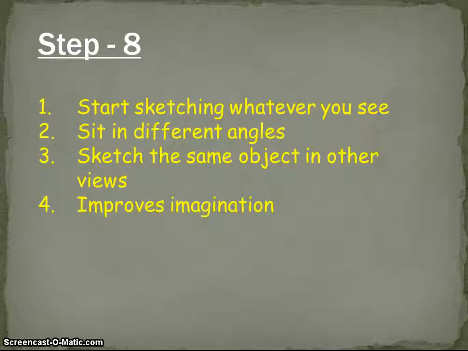For example, I am sitting in front of my laptop, and I will sketch just as it appears to my eyes. I will sit in different positions. I will move to the left of my laptop, or right, or the back side. I sit in different positions and just keep on sketching whatever appears to my eyes. This step will help you improve your imagination, as well as draw an object in different views, angles and alignments.